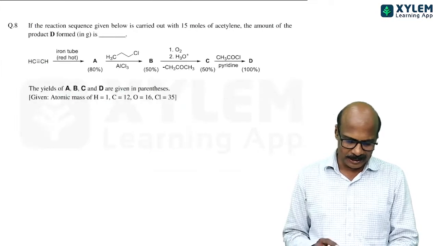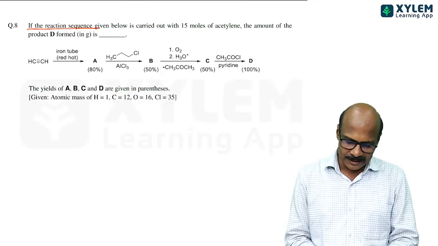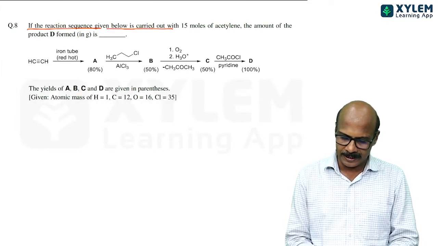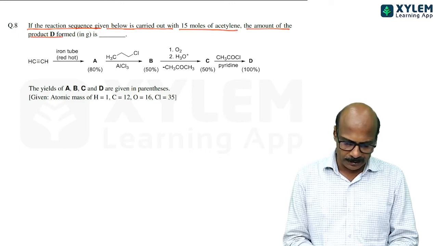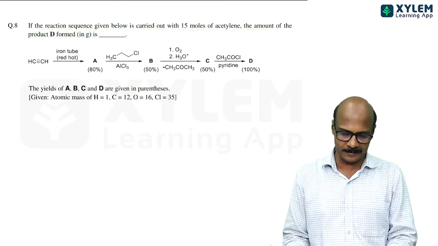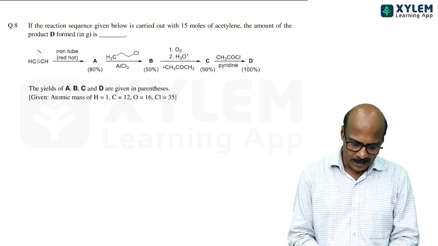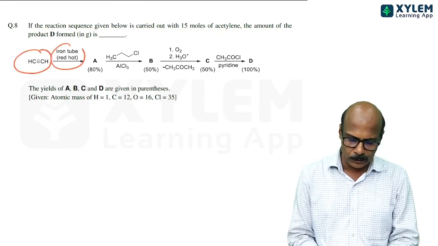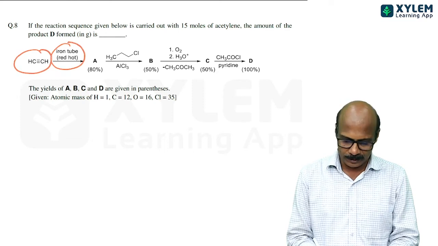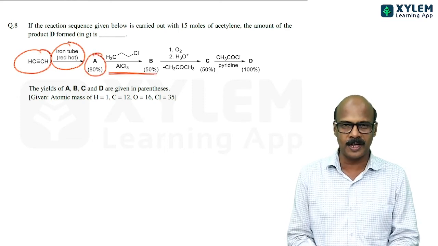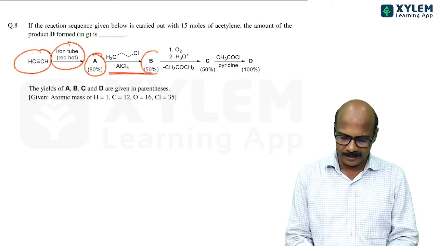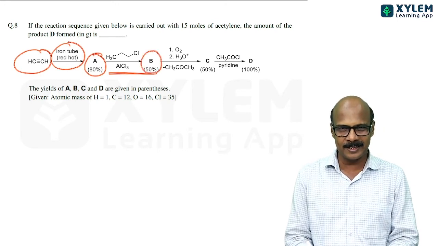Now let me go to the next question. If the reaction sequence given below is carried out with 15 mole acetylene, the amount of the product D formed in gram is. The sequence is acetylene passed through a red hot iron tube. You know the product should be benzene. Then it is subjected to Friedel-Crafts alkylation. You will get alkylated benzene. And the alkylated benzene, no doubt, should be cumene.